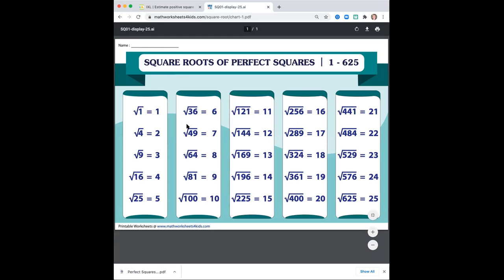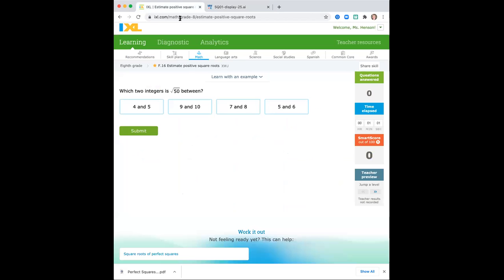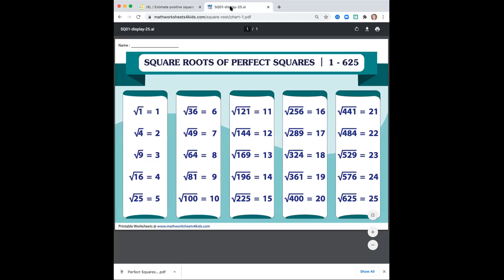Okay, so we're going to go through and look at all these square roots of perfect squares. The square root of 50 is going to be higher than the square root of 49, but it will be lower than the square root of 64, because 50 falls in between those two numbers. So we know then that the square root of 50 is in between 7 and 8, based on finding on the chart where it would fall.